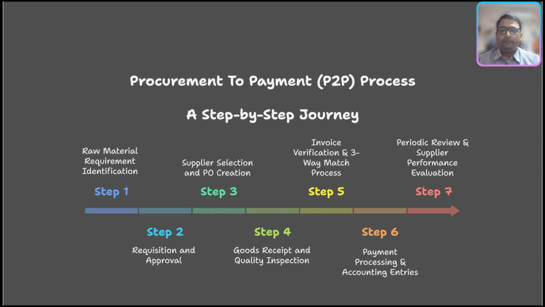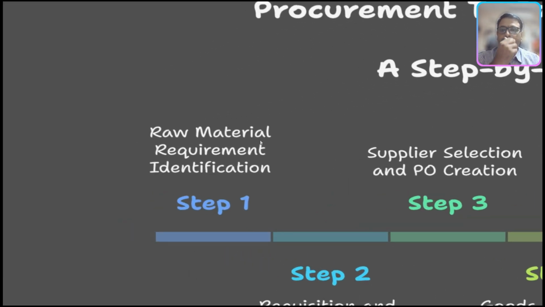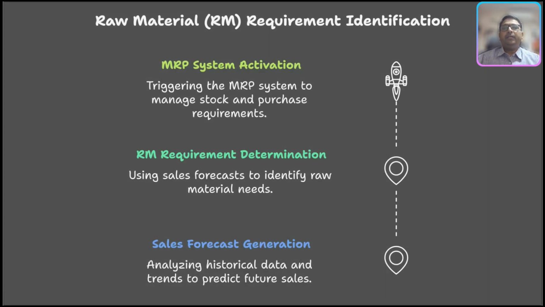Let us go to step 1. Step 1, raw material requirement identification. The key step in a P2P process is to identify what is the material that is required to be purchased. Now, for the material to be purchased, the obvious first step would be to identify what would be my sale. Sale of the finished goods would determine what raw material I would need. The quantity of the FG material determines the quantity of the raw material.